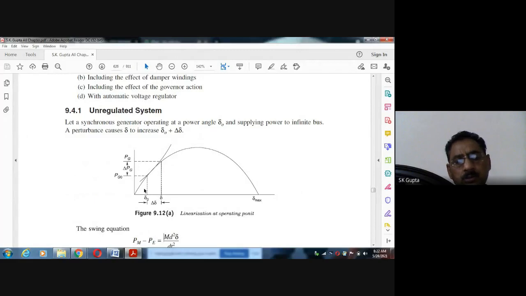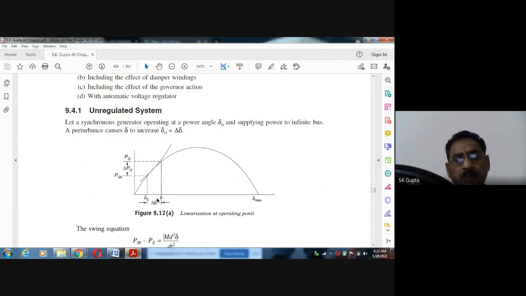Here you see, this is the curve, the power equation. Power is equal to EV by X sine delta. So this is the curve. EV by X can be considered as P max. This P max, EV by X, can be considered a constant. E is constant, V is constant, and X is constant. So that is P max, and this is P max sine delta. This is the curve.